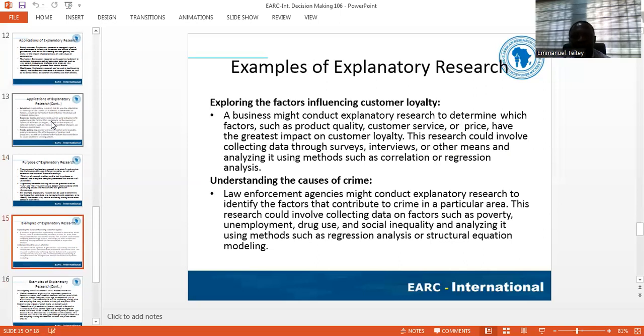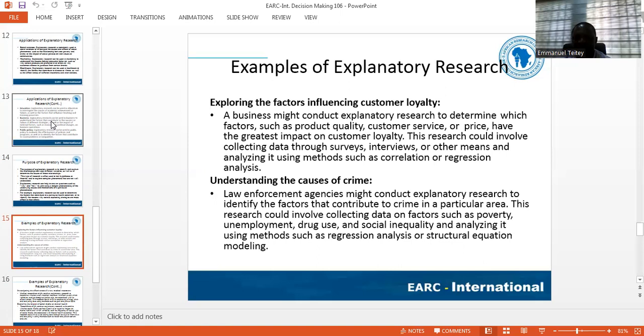Examples of explanatory research. Examples of explanatory research that we can find in our day-to-day business. Exploring the factors influencing customer loyalty. So in assessing customer loyalty, we can apply explanatory research. A business might conduct explanatory research to determine which factor, such as product quality, customer service, or price, have the greatest impact on the customer loyalty.